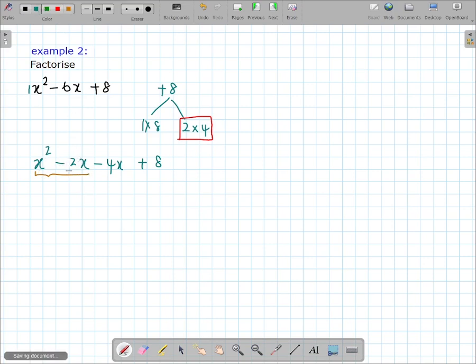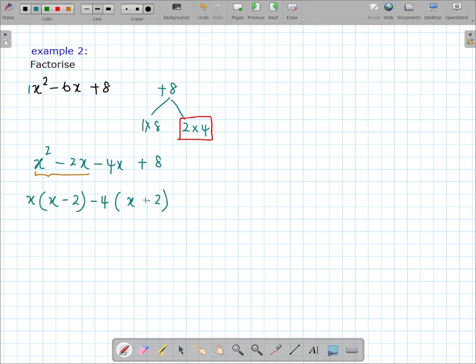In x squared minus 2x, x is common. Then x squared divided by x, x remains. Minus 2x divided by x, minus 2 remains. Then minus 4x plus 8. What is common? 4 is common, but the first term is minus, so I take minus 4 out. Then minus 4x divided by minus 4, x remains, plus 8 divided by minus 4, that is minus 2.